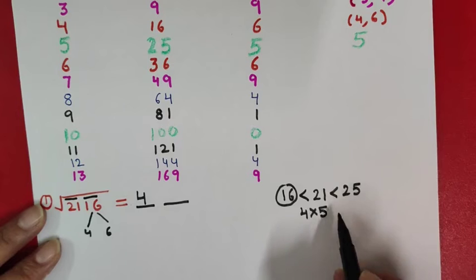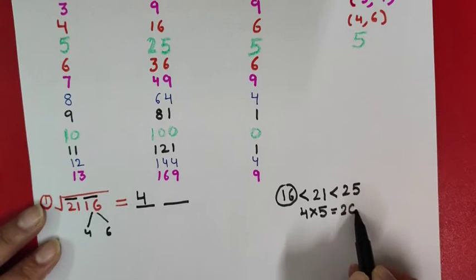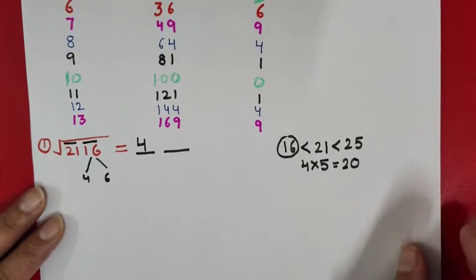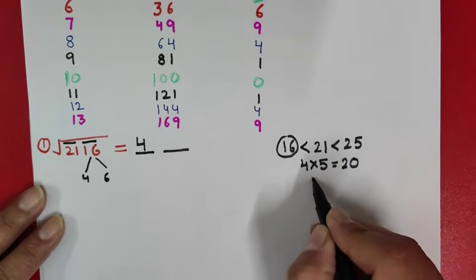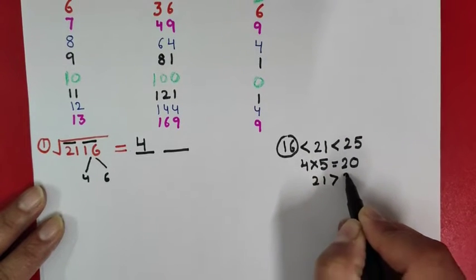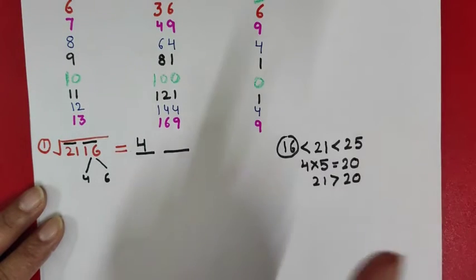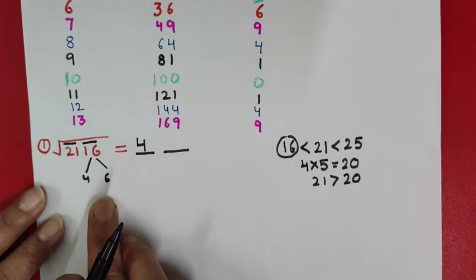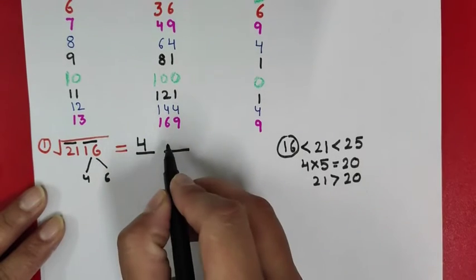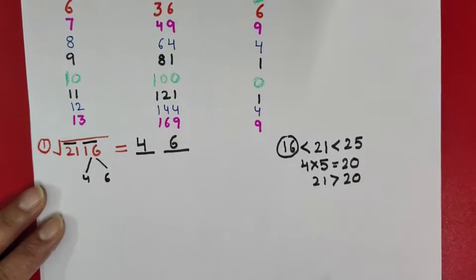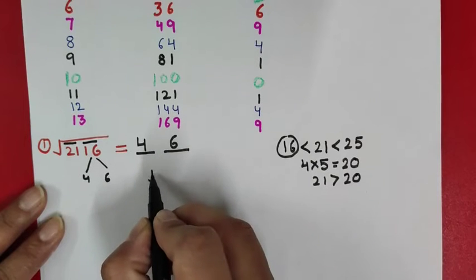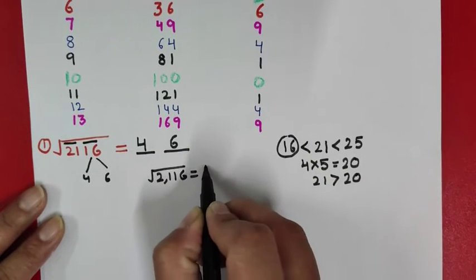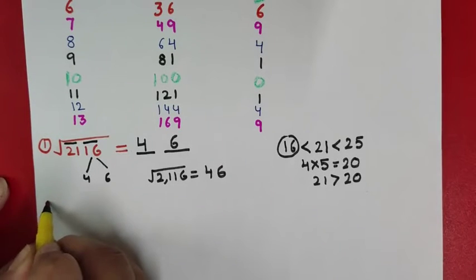these two, 5 fours are 20. Now compare 21 and 20. This 21 is greater than 20, so we will choose the greater number. Out of 4 and 6, which one is greater or bigger? 6. So 46, and this is our answer. Easy, very easy. The square root of 2116 is 46. Let me take one more example.